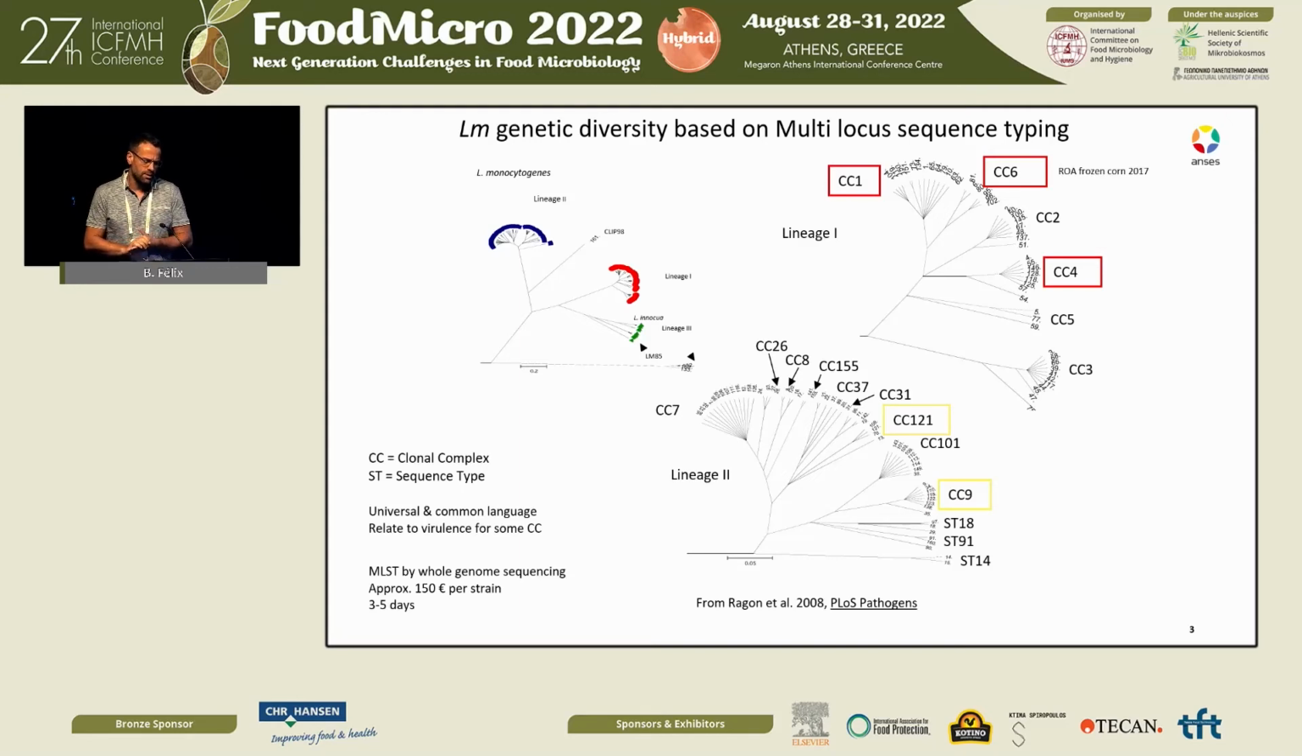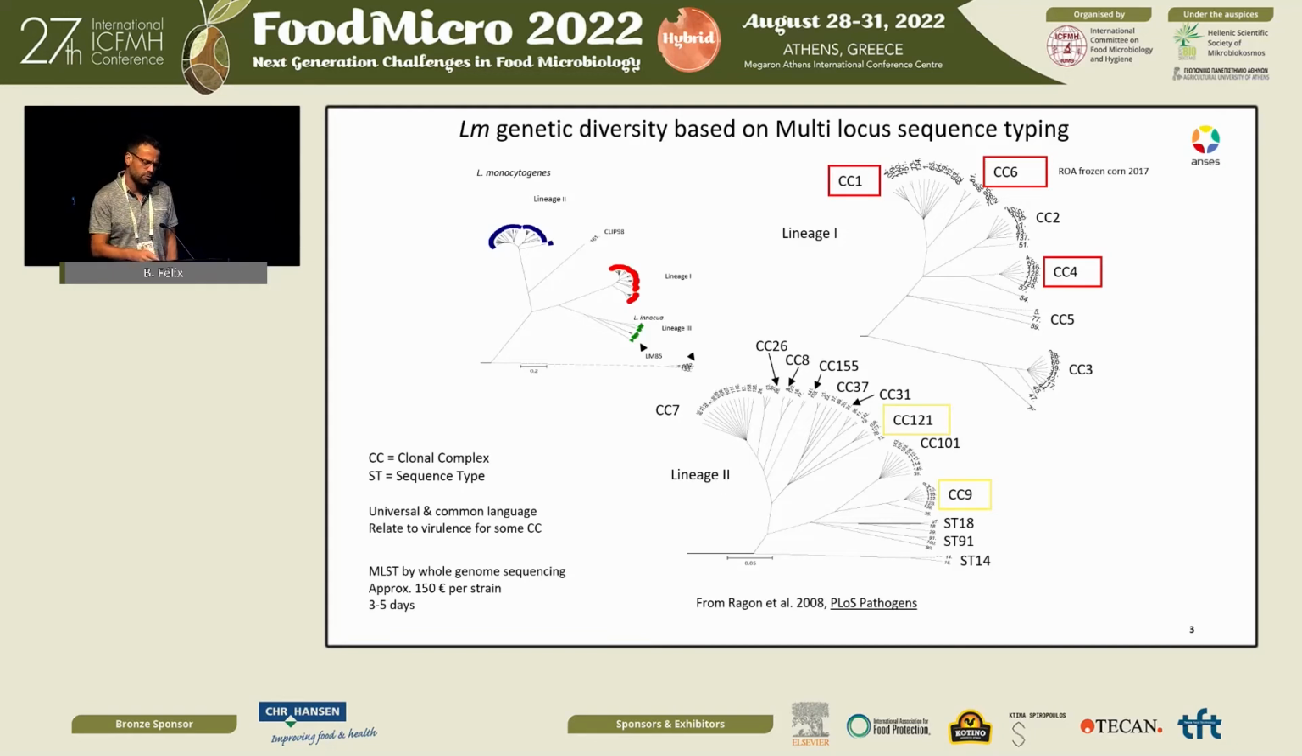The first level is the clonal complex, CC, and the sequence type, ST. The sequence type is a unique code that provides a combination of alleles of MLST that creates a subgroup in the population, and the clonal complex is a group of sequence types gathered into a family of sequence types.